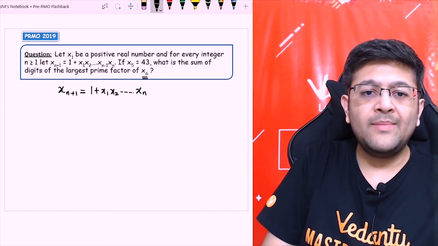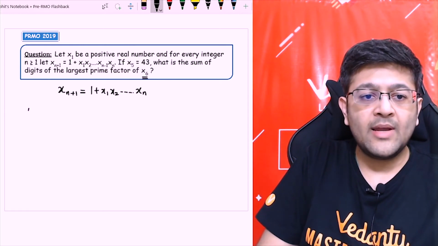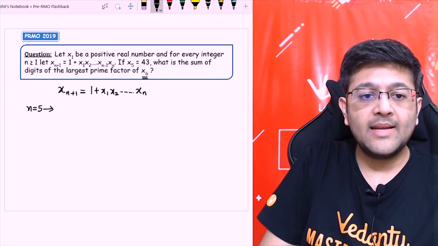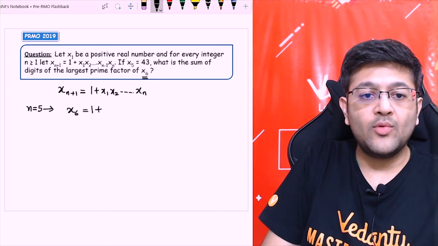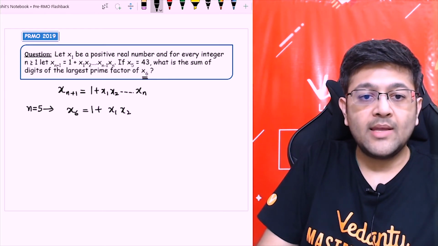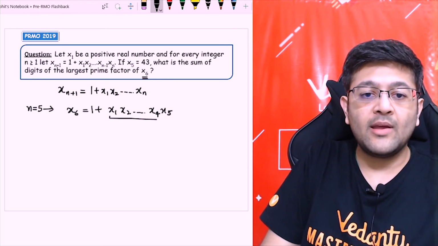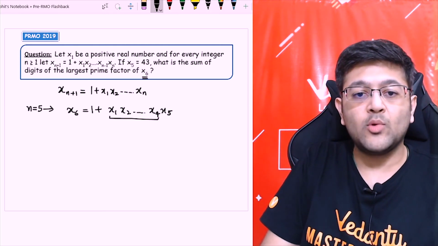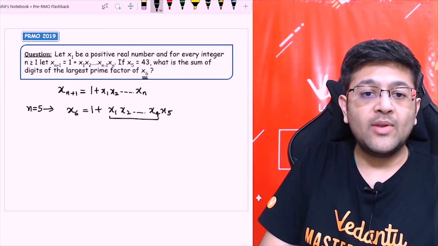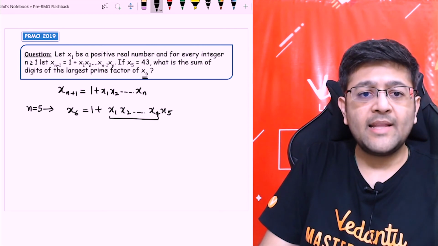First of all, what will be x6? Let's put n equal to 5 in this expression. I'll get x6 equal to 1 plus x1, x2, and so on up to x4 and x5. So I do know the value of x5, but I do not know the value of the product of x1 up to x4. So what we can do is, let's write x of 5 also.